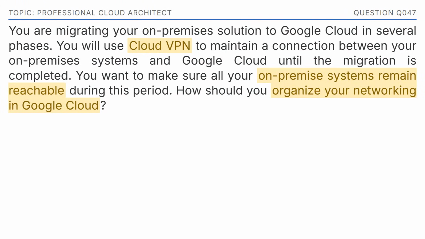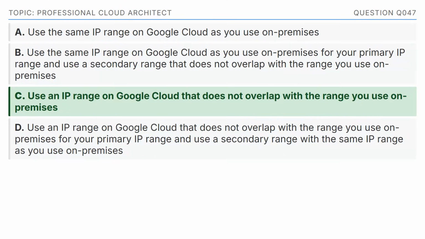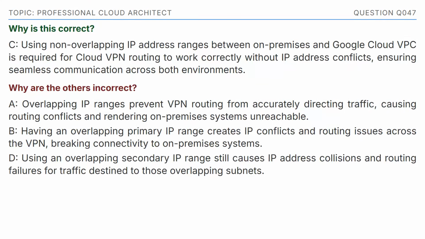To arrive at the correct answer, we focus on the keywords: Cloud VPN, on-premise systems remain reachable, organize your networking in Google Cloud. The correct answer is option C. Use an IP range on Google Cloud that does not overlap with the range you use on-premises. Why is this correct? C. Using non-overlapping IP address ranges between on-premises and Google Cloud VPC is required for Cloud VPN routing to work correctly without IP address conflicts, ensuring seamless communication across both environments.